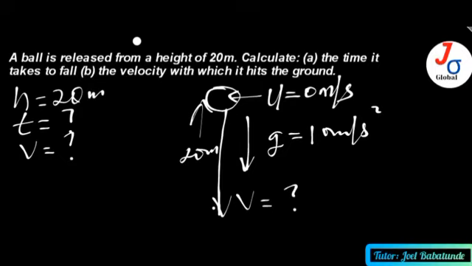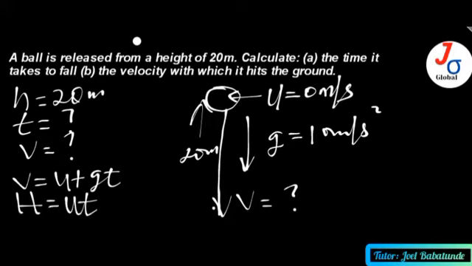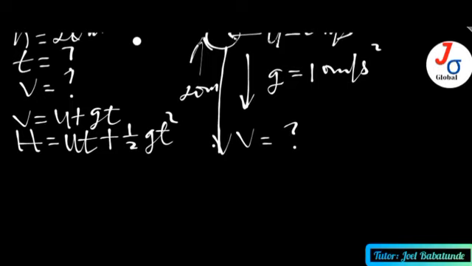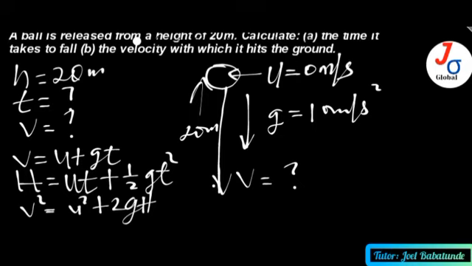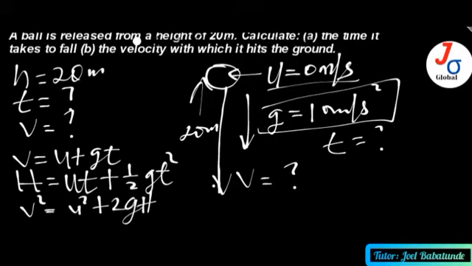To do that, we have these three equations of motion. You have v equals u plus gt. We have h equals, because we're doing motion under gravity, ut plus half gt squared, and then we have v squared equals u squared plus 2gh. From this question, which of the three formulas do you think we can use? We have u, we are looking for t, we have g, and we have h. From here we can't use this. Why? Because we have two unknowns, v and t.